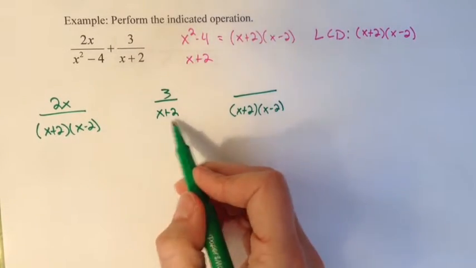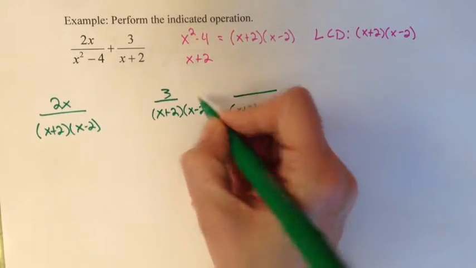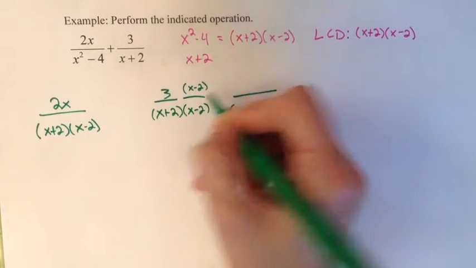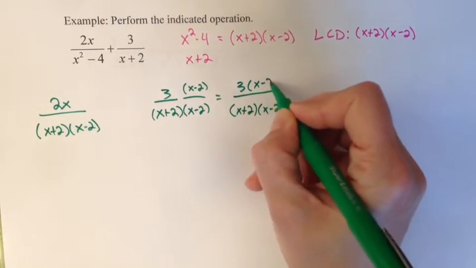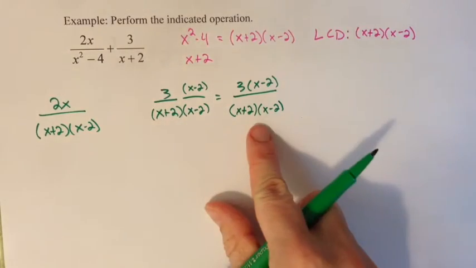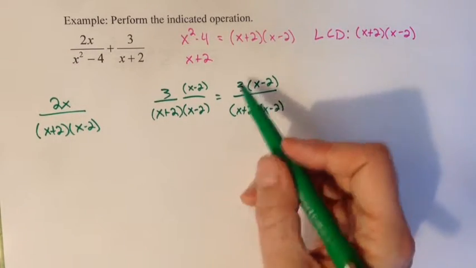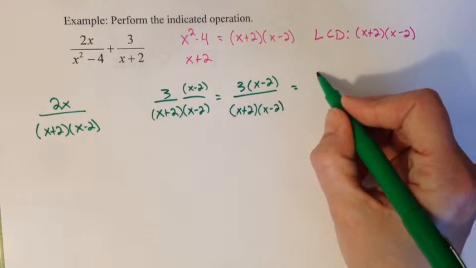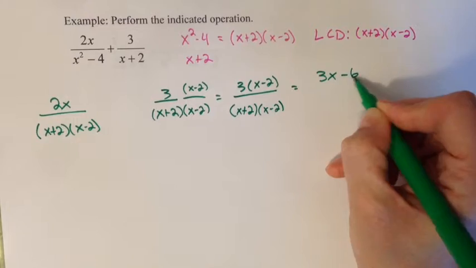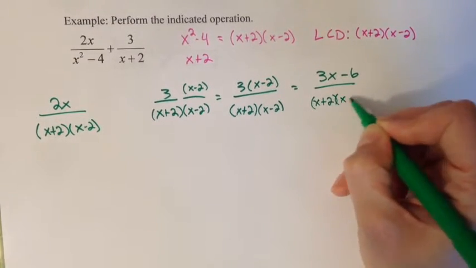And this guy is missing the x minus 2 part. So I'm going to multiply top and bottom by x minus 2, which gives me a new numerator of 3 times x minus 2 and my goal denominator. Now, just to clear things up a little bit, I'm going to go ahead and distribute that 3 before we move on. This is the same as 3x minus 6 over x plus 2 times x minus 2.